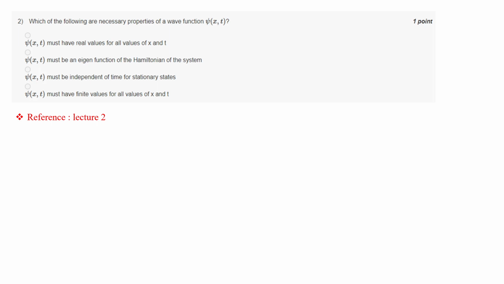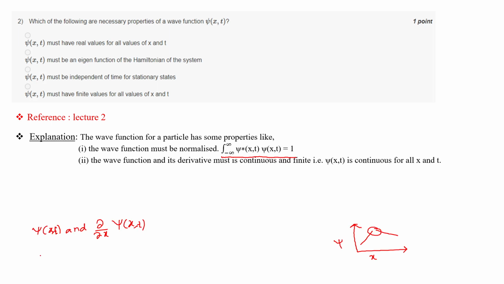Now I will explain why all the other options are wrong. First of all, the first option says that psi x t must be real for all values of x and t. But I have explained that psi is not a real value, it is a complex number. So first of all, this option is not possible.